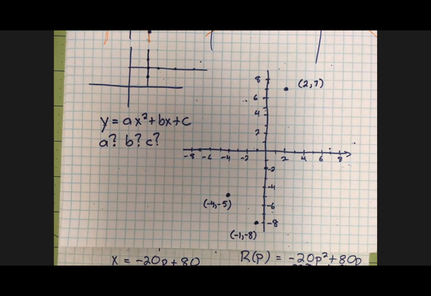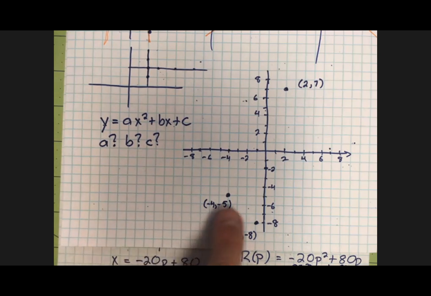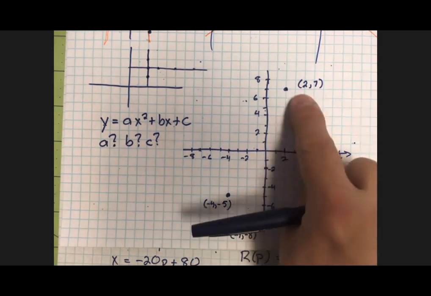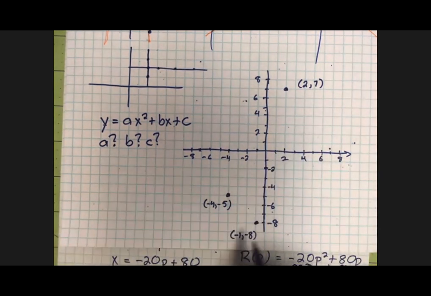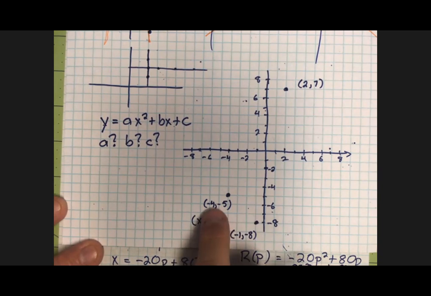Let's think like this. If I need to find 3 things, as a general rule of thumb, I'm going to need 3 pieces of information. And I have 3 pieces of information. My parabola goes through these 3 points. The only question is, how do I use this information? But think of each of these points as an X coordinate and a Y coordinate.